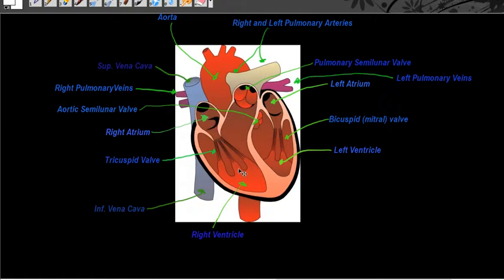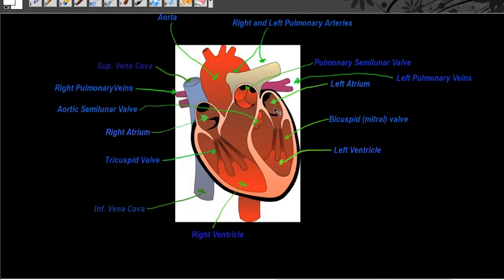And then it flows into the right ventricle via the tricuspid valve, and up the pulmonary trunk through this pulmonary semilunar valve. The pulmonary trunk divides into left and right pulmonary arteries. Blood from here goes to the lungs, picks up oxygen, loses a lot of its carbon dioxide, and then comes back to the heart via these left and right pulmonary veins.